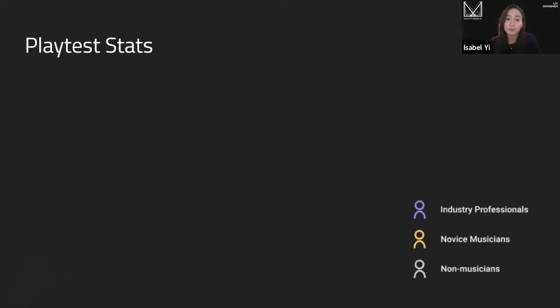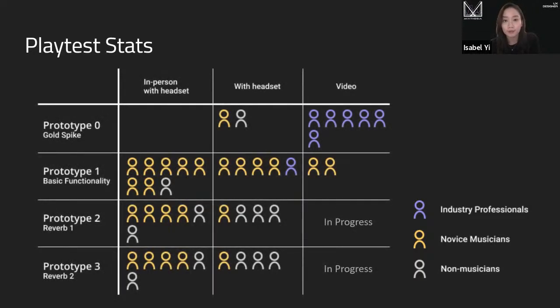So the purpose of our playtest is to gain insights on how these three types of people, novice musicians, non-musicians, and industry professionals, understand our prototype, layout, and functions. We used three methods to playtest our four prototypes, including prototype 0, our initial interaction concepts, and prototype 1, combining the volume and panning function into a new track fill layout along with the basic functionalities. And the two most recent prototypes visualize the reverb tool in two different ways.